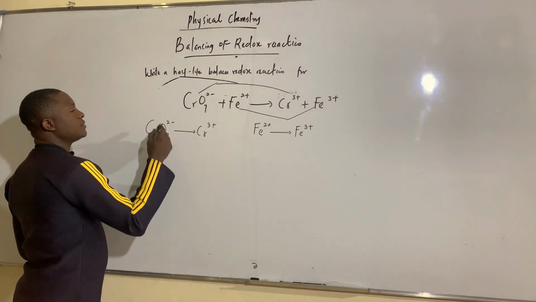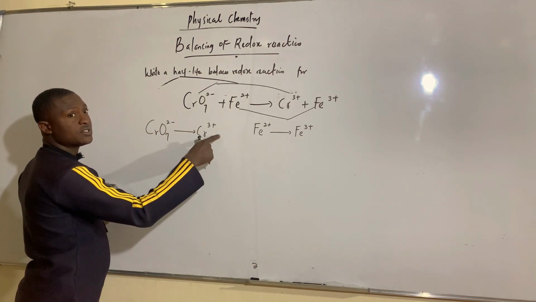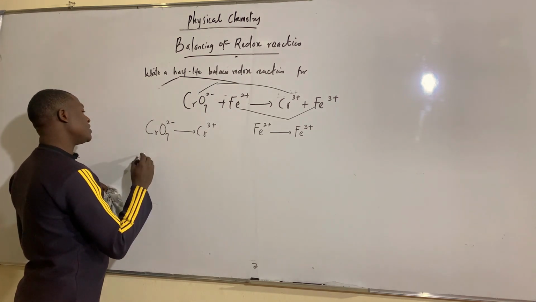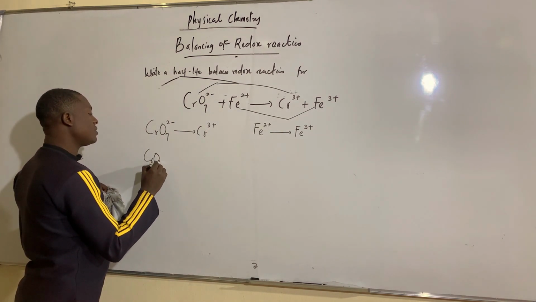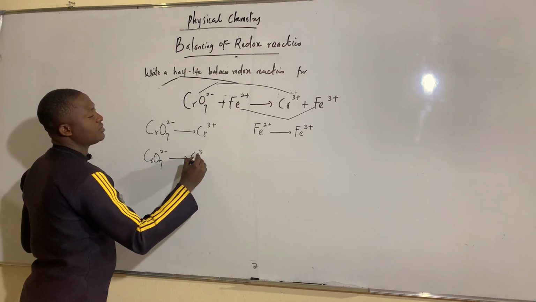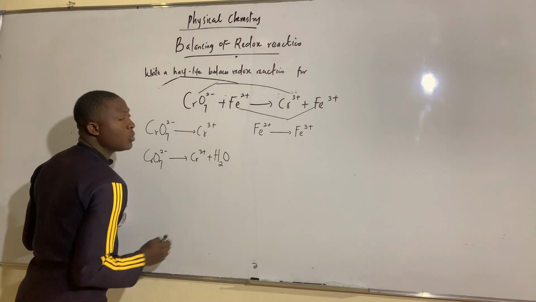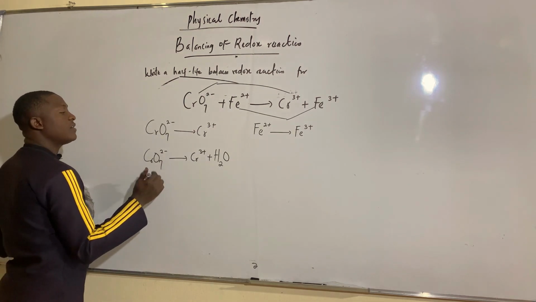So here you can see there's oxygen, but here there's no oxygen. What do I need to add to this side? Water. So that means that we have Cr2O7 2 minus to Cr3 plus plus H2O.